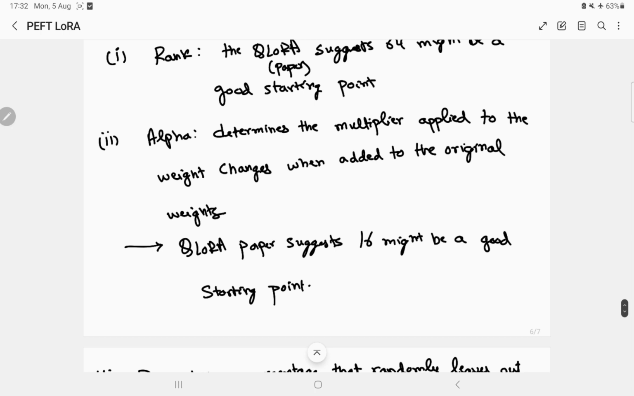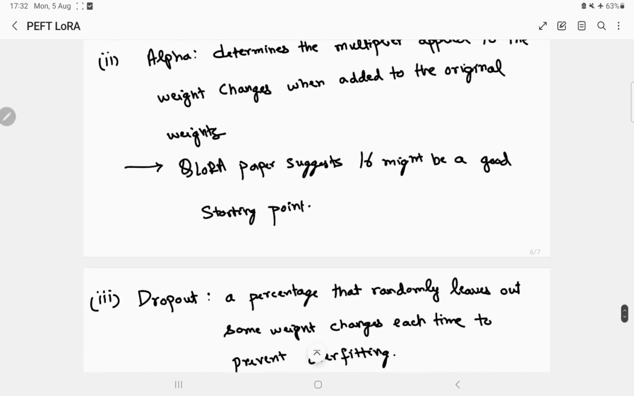Alpha is another hyperparameter. So alpha basically determines the multiplier applied to the weight changes matrix when you're adding it to the original matrix. So if you want to apply more weightage to the weight changes, or when you're tracking the changes to that particular matrix, you can multiply it with a value called alpha, and that is another hyperparameter. The QLoRA paper suggests that 16 might be a good starting point for alpha, but again, you need to try and test different values of alpha to see what works best for you.